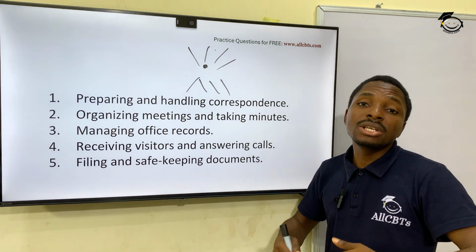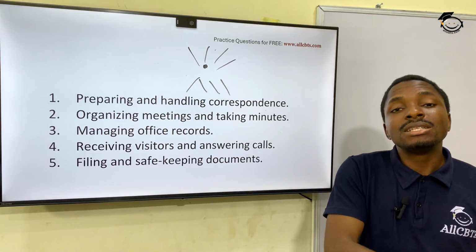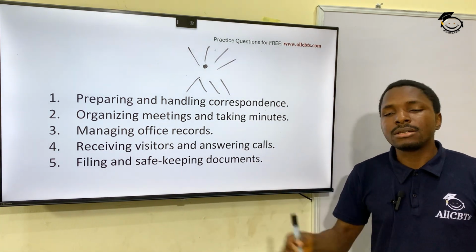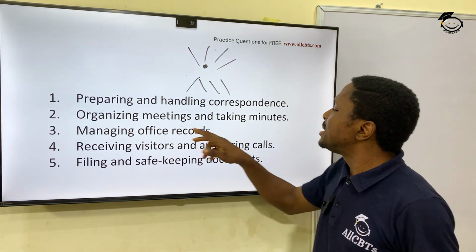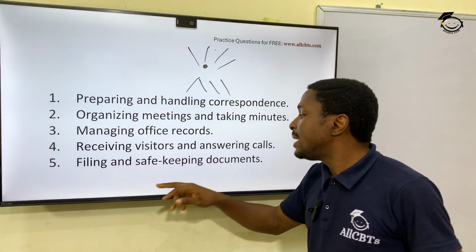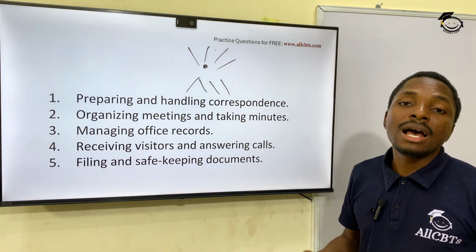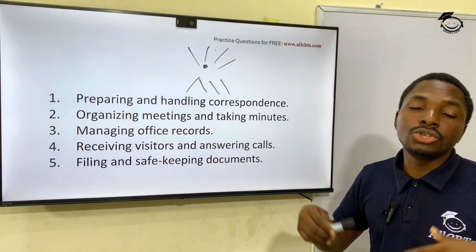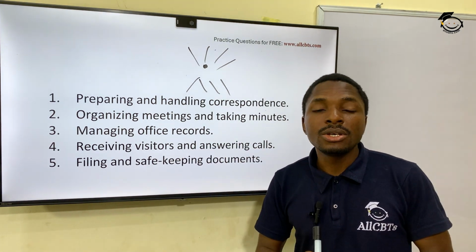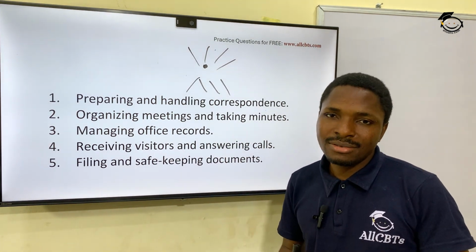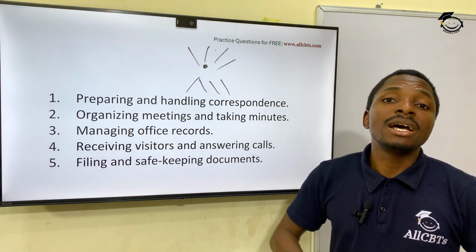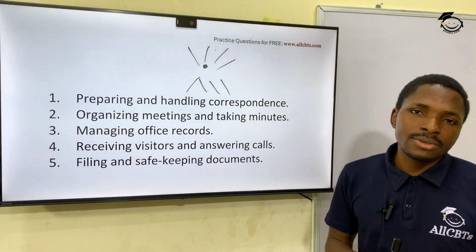For some organizations, there are no secretaries. There are admin staff that now report to HR based on the capacity of the company. So organize meetings and take minutes, manage office records, receive visitors and answer calls, file and safekeep documents. These are the job of secretaries. In smaller office settings, you may call them office assistants. In larger office settings, you call them secretaries. In way bigger office settings, they can be admin staff or HR, human resource.